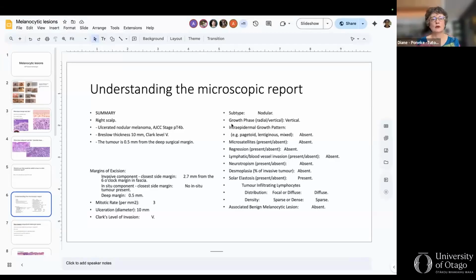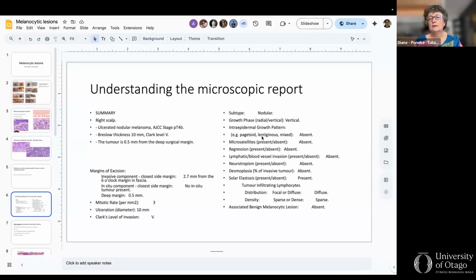All right, this growth phase thing. Who's going to explain growth phase? I'm talking to tutors here. Oh, sorry, click your button, tutors. What was the question? Oh yeah, what is radial versus vertical growth phase? So you can have a melanoma that mostly grows this way, or a melanoma that mostly grows that way.